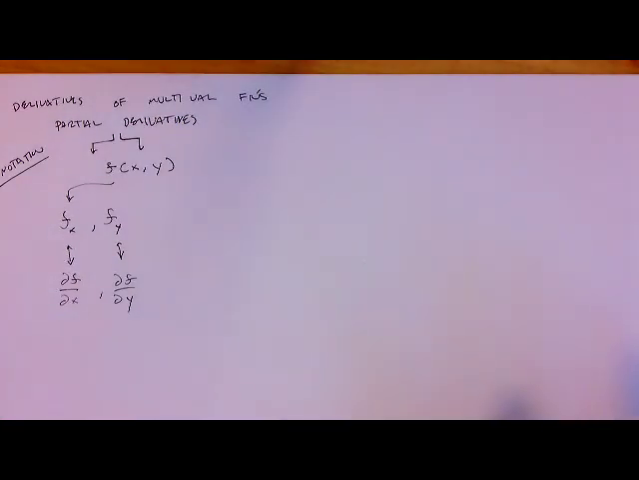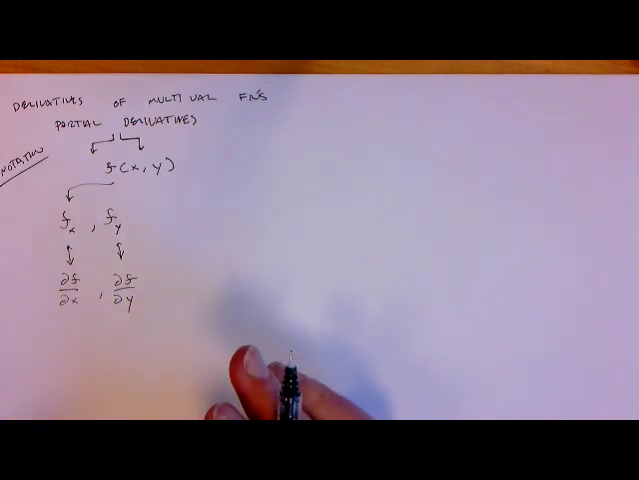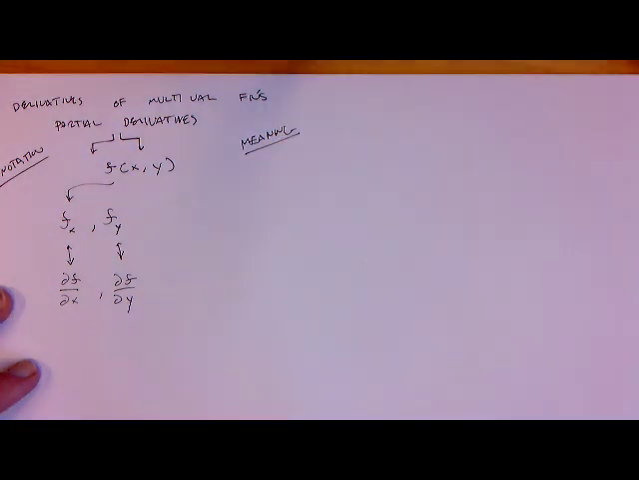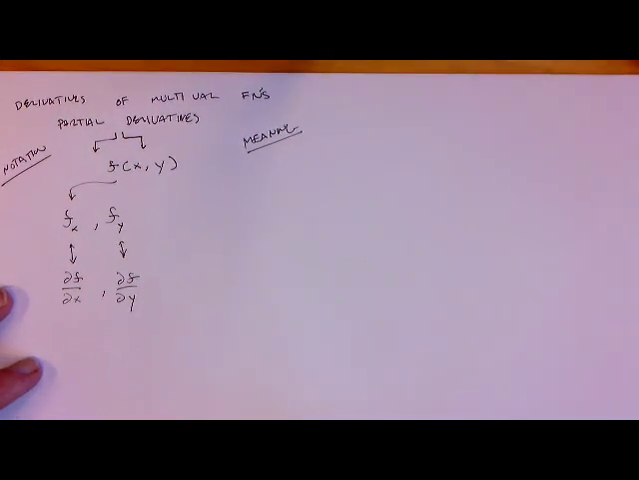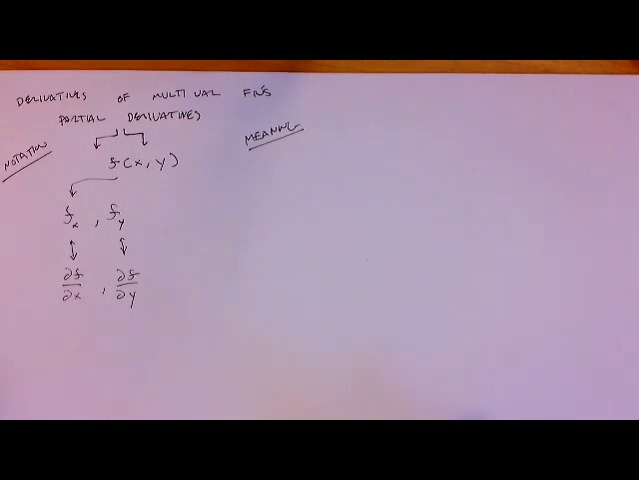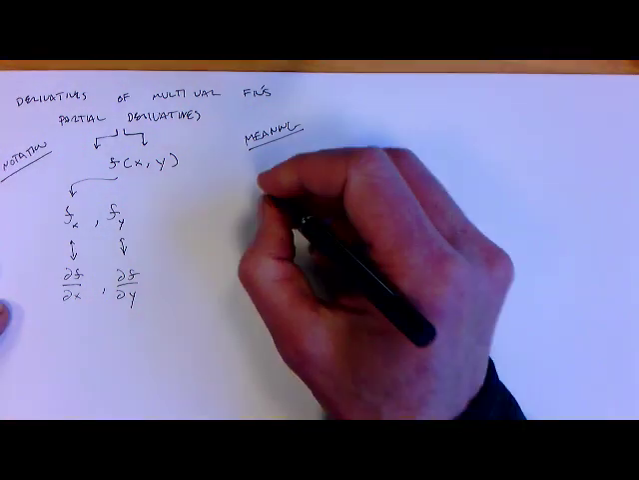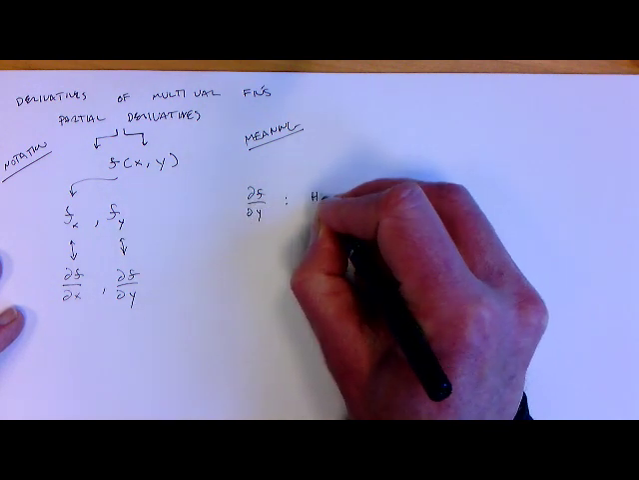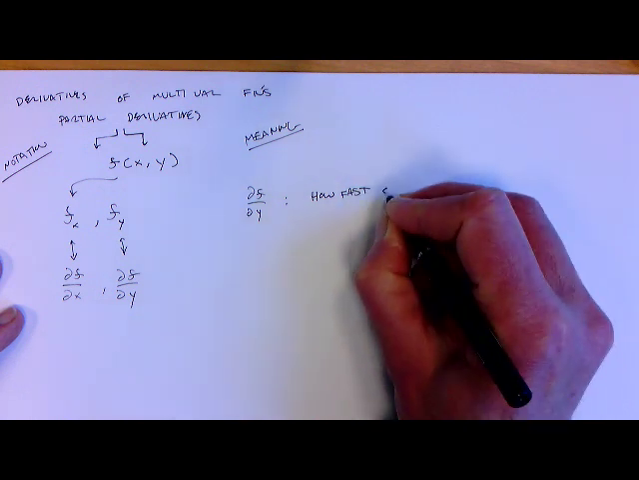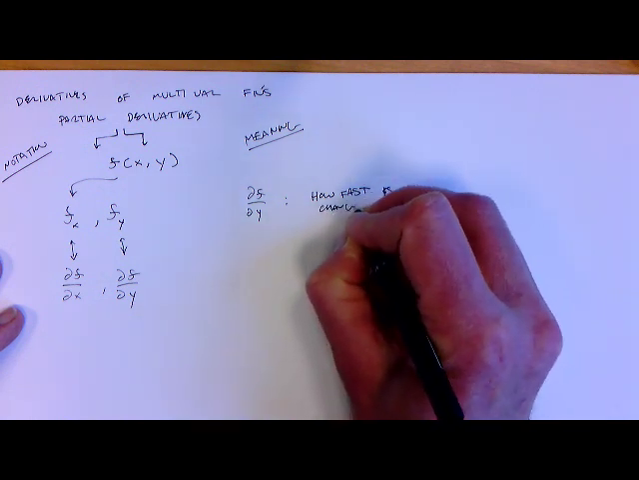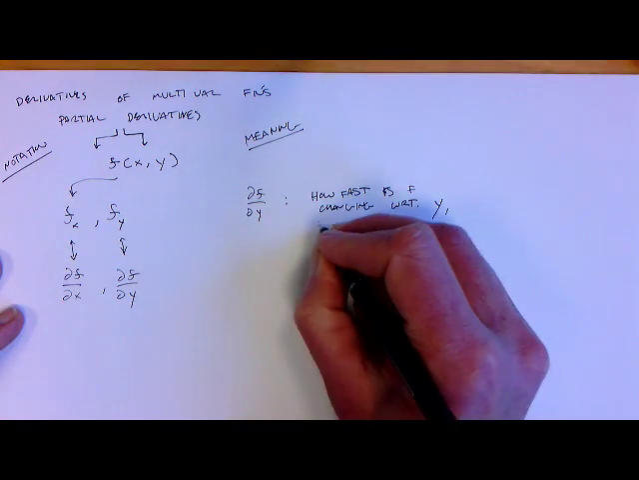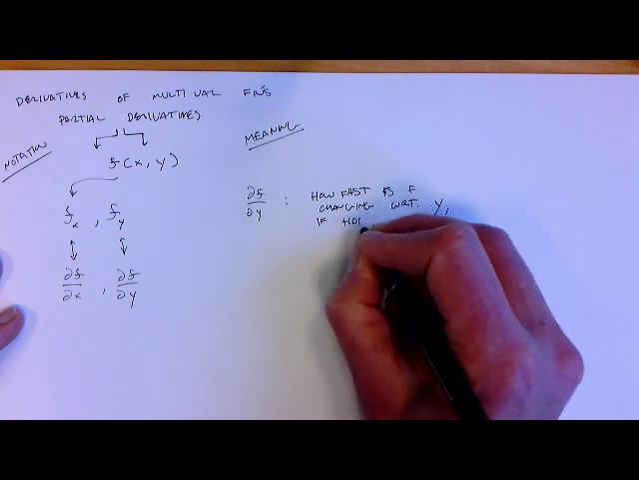A second component of this video is not just how do we denote it, but what does it actually mean? The meaning of the partial derivative is fairly simple, in that it's simply asking the question, how fast is the function changing with respect to that variable if you hold the other variables constant? So the partial of f with respect to y is asking, what's the rate of change with respect to the variable y if you hold all the other variables constant.